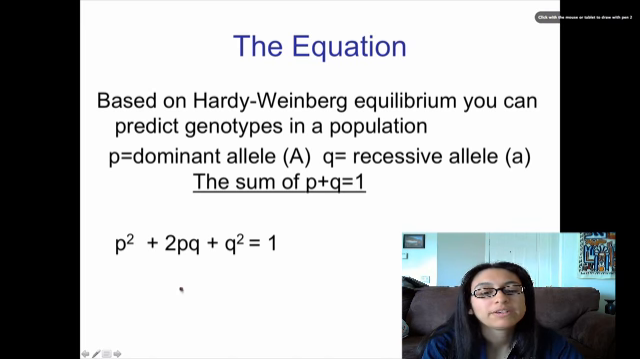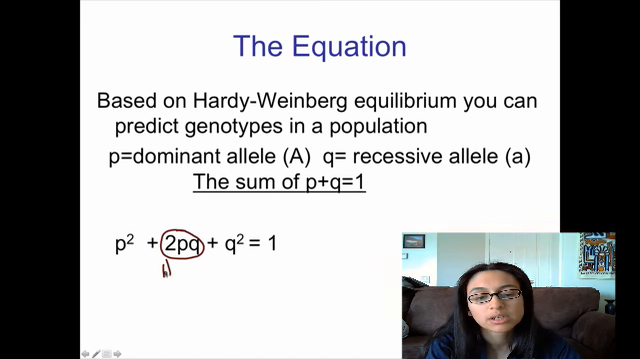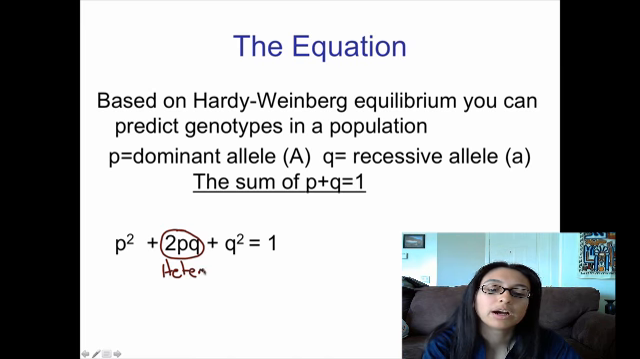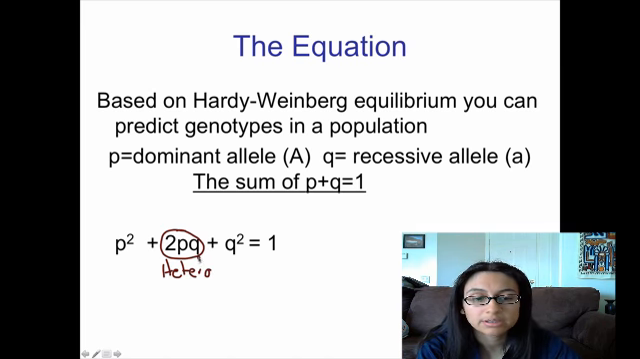Okay, if you take a look, this one should stand out. This is probably going to be the one for heterozygous. So 2pq, that's what you would use to determine what percent of the population is heterozygous.